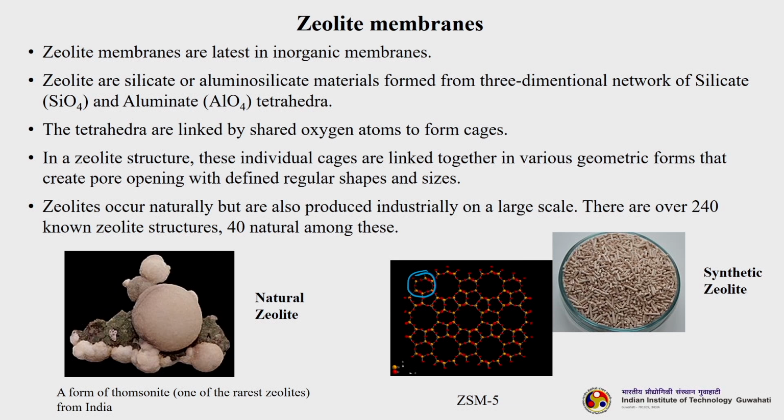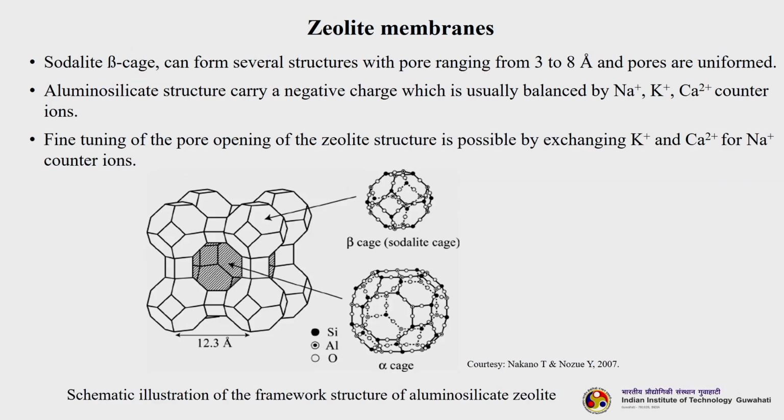Zeolites occur naturally, but are also produced industrially on a large scale synthetically. There are about 240 known zeolite structures, out of which close to 40 are natural. You can see this particular image, it is a natural zeolite, Thomsonite. This is one of the rarest zeolites, which is found in India. Here you can see this is ZSM-5, a commercial zeolite prepared synthetically.